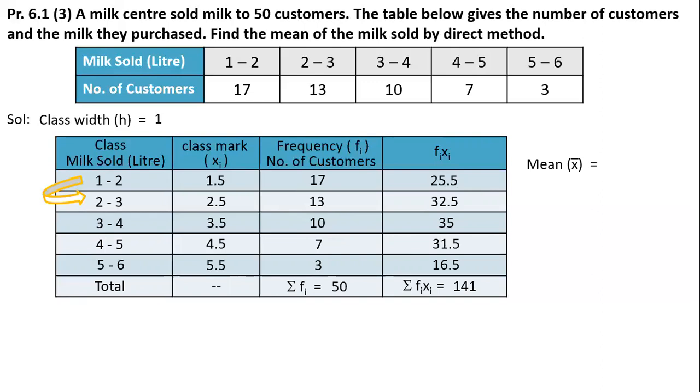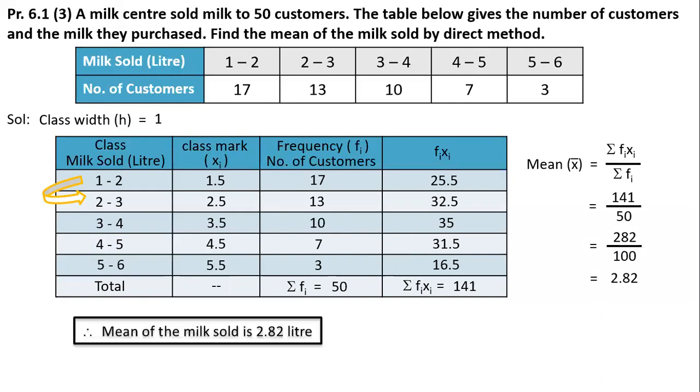Trying to find out mean, x bar, summation fixi upon summation fi, 141 upon 50. Now once again, denominator is 50. Either you can divide by 50, or like we did in the previous sum, you can multiply the numerator and denominator by 2 to convert the denominator to 100. So 141 into 2 will be 282. 50 into 2 will be 100. 282 divided by 100 is 2.82. So this is the mean. Let us write the final answer with the unit. Mean of milk sold in liters is 2.82 liters.